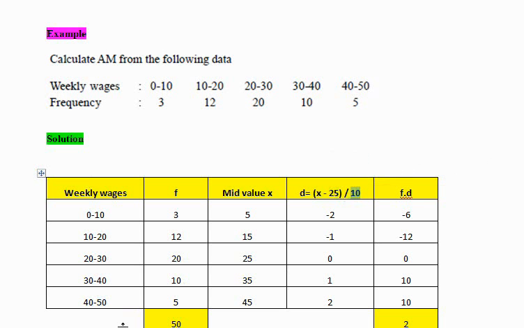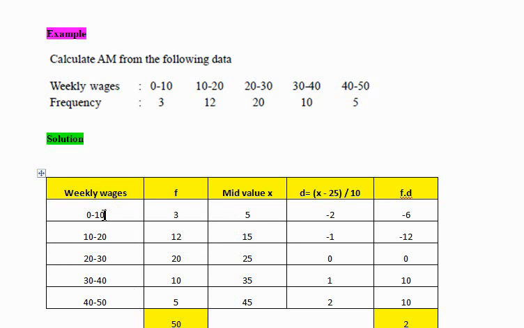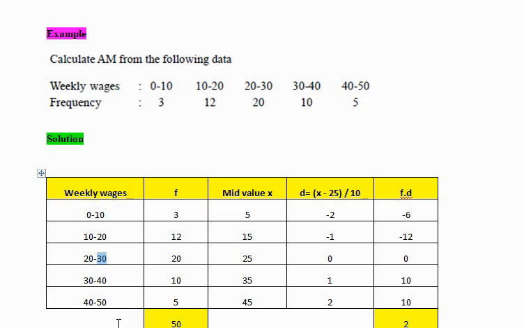Class interval is the class width, that means the difference of the upper limit and lower limit of any class. Any class we take, the difference will be 10 minus 0, that is 10, 20 minus 10, that is 10, 30 minus 20, that is 10. The difference of upper limit and lower limit is the class interval. Here the class interval is 10.